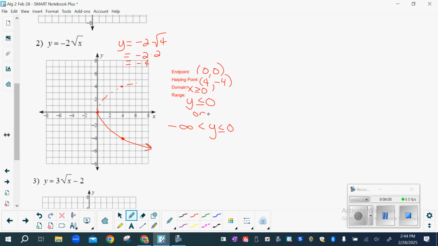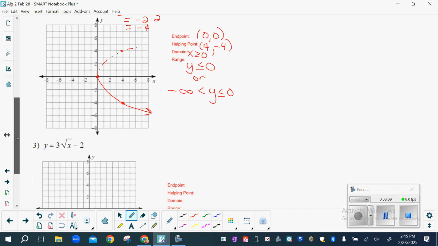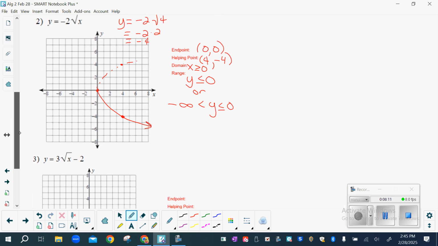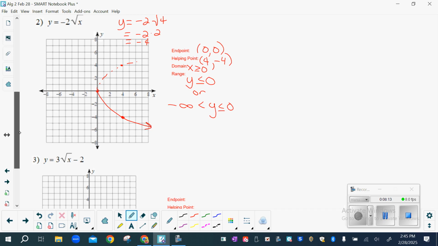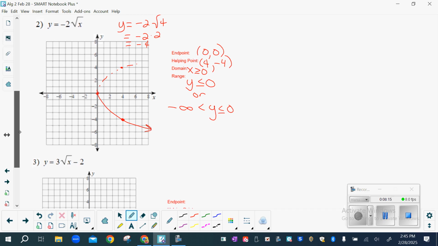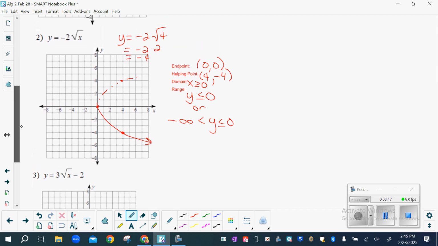Yes? It's not really related to this. When you do -4, would you reflect it going out the other way? So what this negative does is it takes the graph and reflects it over the x-axis. So yes, that point would be reflected from here down.